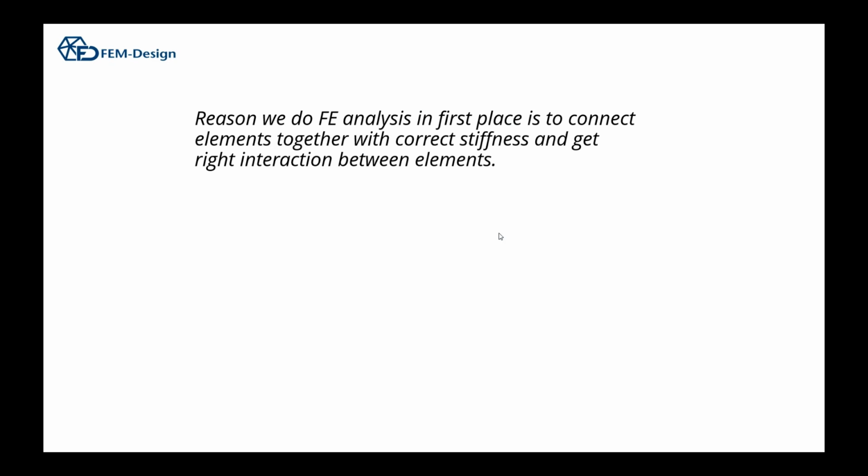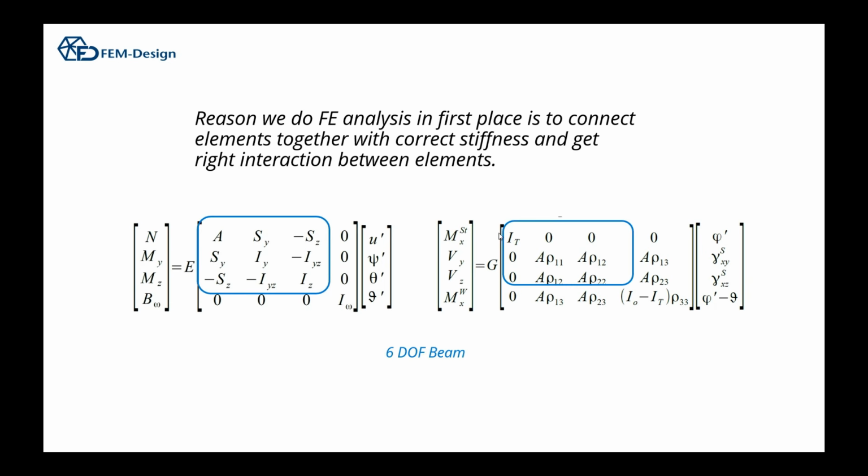The reason why we do finite element analysis in the first place is that we want to connect elements together with the right stiffness. And that's what 7 degrees of freedom is about: that we get the right stiffness between the finite elements. A 6 degree of freedom beam model does not have enough degrees of freedom to describe everything that's happening in the real world. So basically the 7 degree of freedom beam model is like a fix to the classical beam model, which makes beams more realistic and gives them the right stiffness in the finite elements.